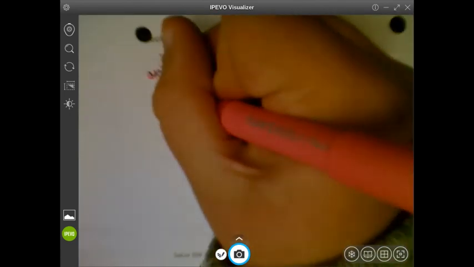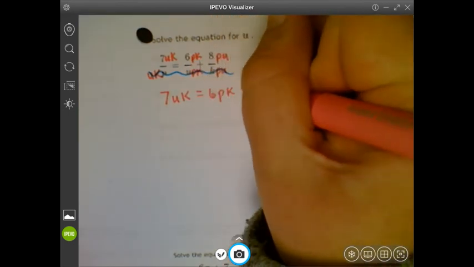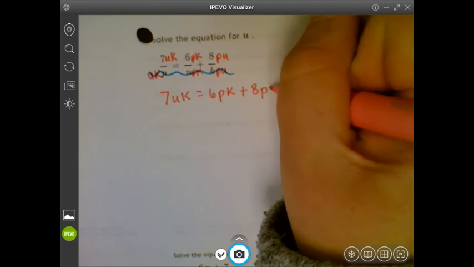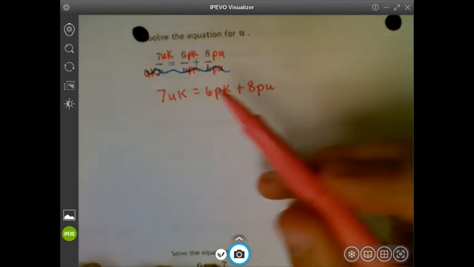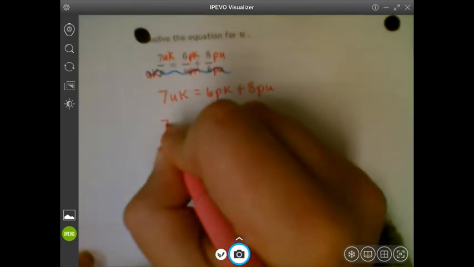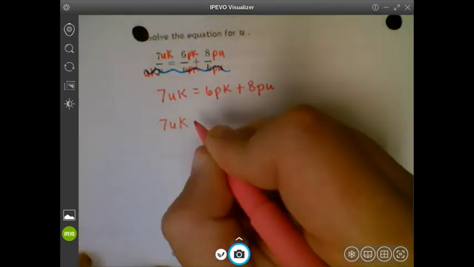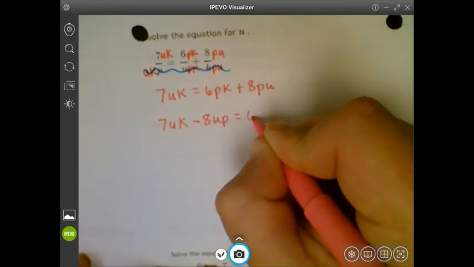So the numerator is 7UK minus 6PK plus 8PU. And our ultimate goal here is to solve for U. If you look at this equation that we have right now, we actually have two U's in it. So the strategy here is if you ever are solving for a variable and you have multiples of them, you're going to want to move them to the same side. So I'm going to move this 8PU over to the other side by subtracting it since it's a positive term.